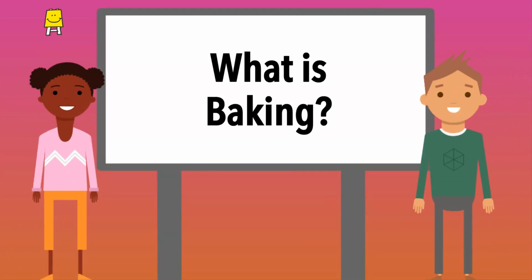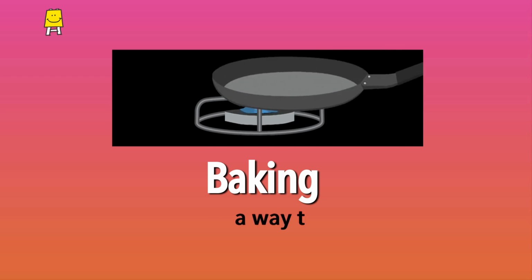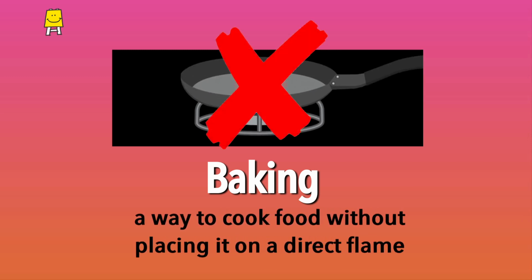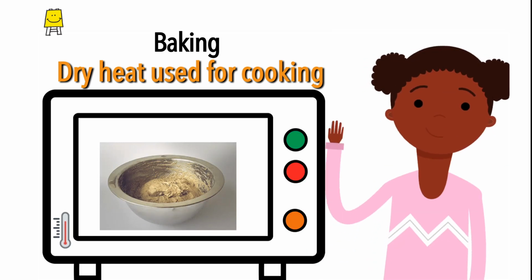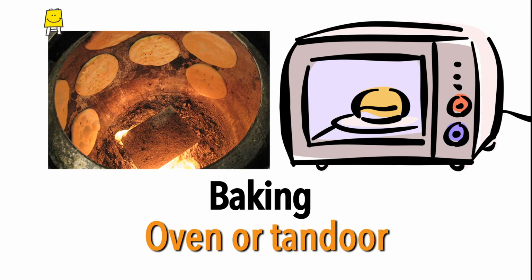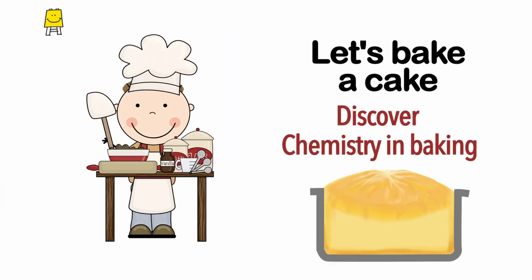Let's begin by understanding what baking is. Baking is a way to cook food without placing it on a direct flame. In baking, we use dry heat for cooking. Normally, an oven or a tandoor is used for baking. Let's bake a cake and discover the chemistry in it.